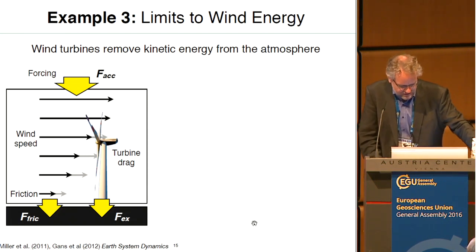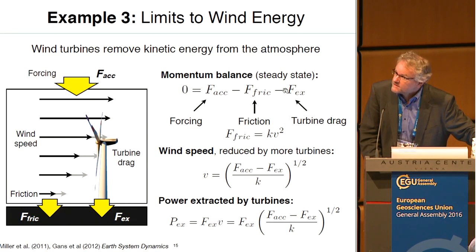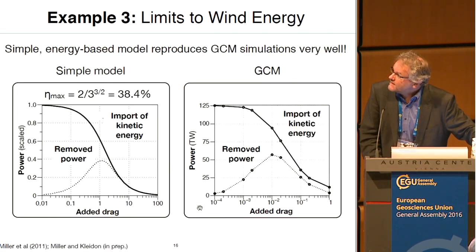And you can construct a simple model. I don't want to go too much into detail, but basically the starting point is a momentum balance. You have a forcing, a momentum transport from the free atmosphere, you have friction at the surface and a drag by the turbines. From this you can infer wind speed, and then you can estimate how much power can be extracted from the turbine. And what we find is that this simple model can reproduce the sensitivity of a much more complex climate model, a general circulation model, actually very well.